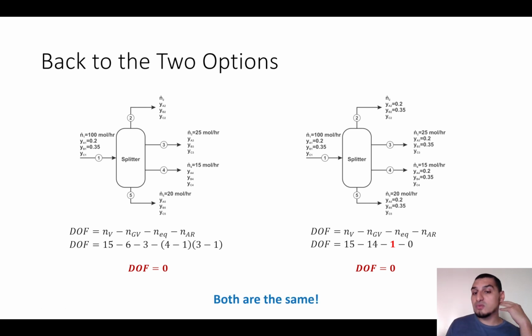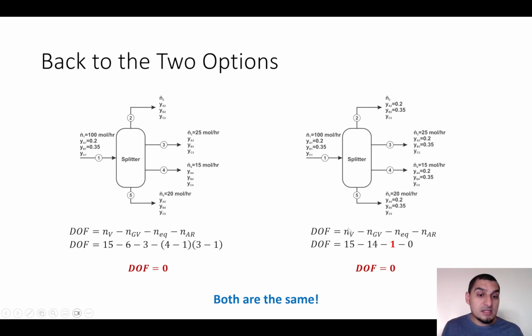So comparing the two approaches that we have. In the first approach, we calculate everything the same: the number of variables, the number of given variables. We don't add any extra information on the rest of the streams. The number of equations is calculated the same way, but we add the number of additional relations. So this is the only difference here, which is the additional relation for the splitter.